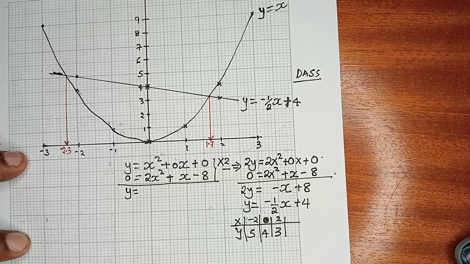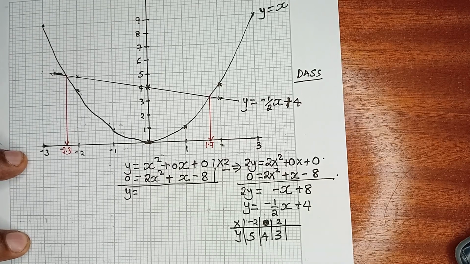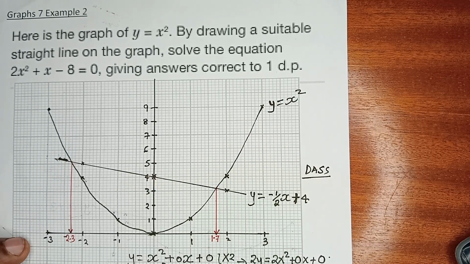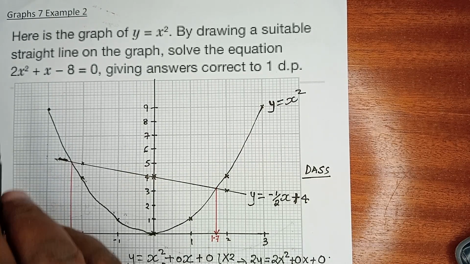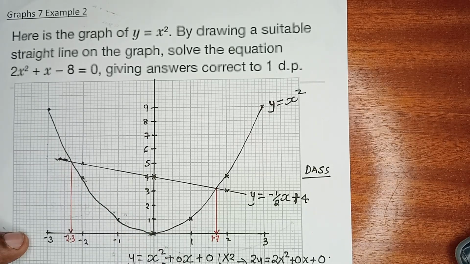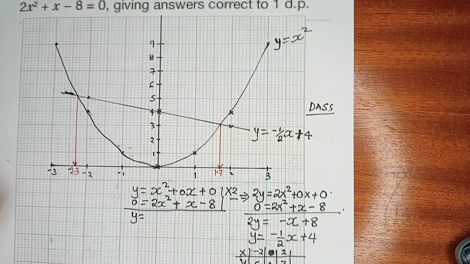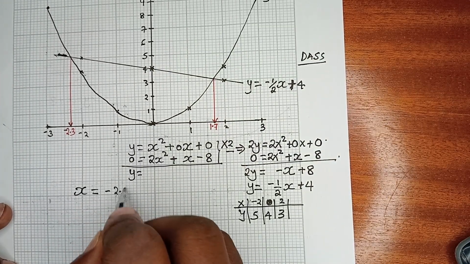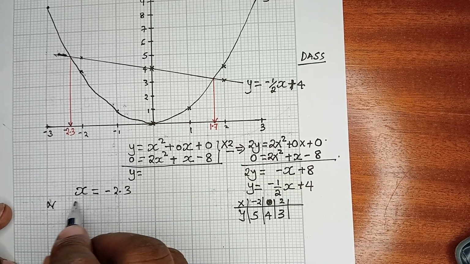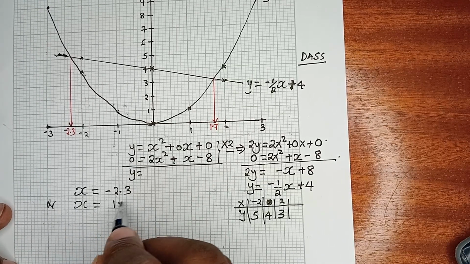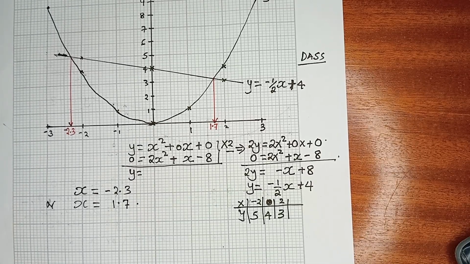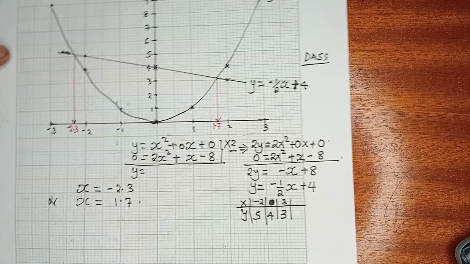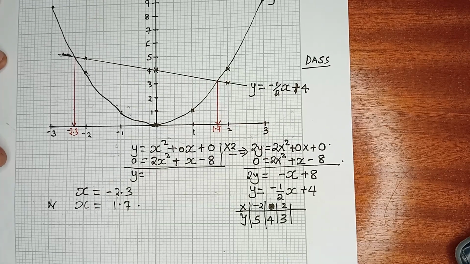And how do we now respond to the solutions? By coming up with a graph of y is equal to x squared, and by coming up with a straight line, solve 2x squared plus x minus 8 is equal to 0. Our solutions are clear now. We can say x is equal to minus 2.3 or x is equal to 1.7, and there you are. Please ignore the part that we had forgotten and follow the whole equation and the explanation.